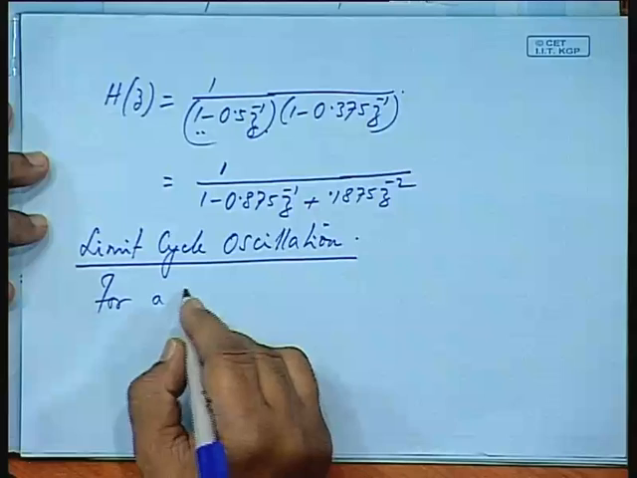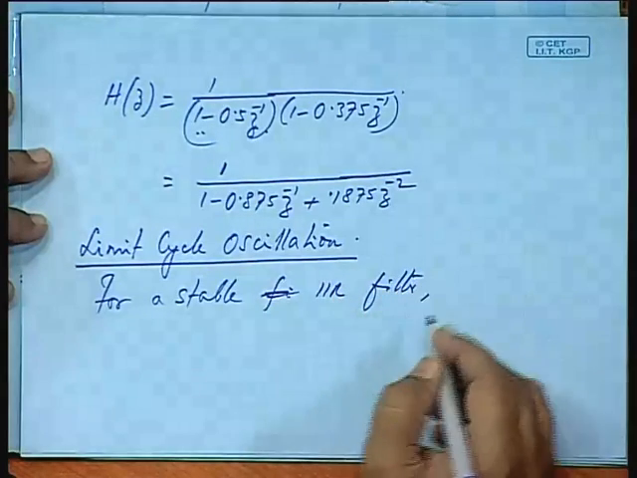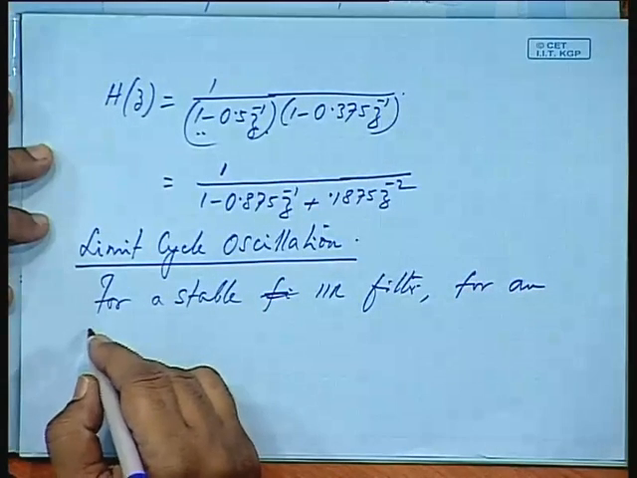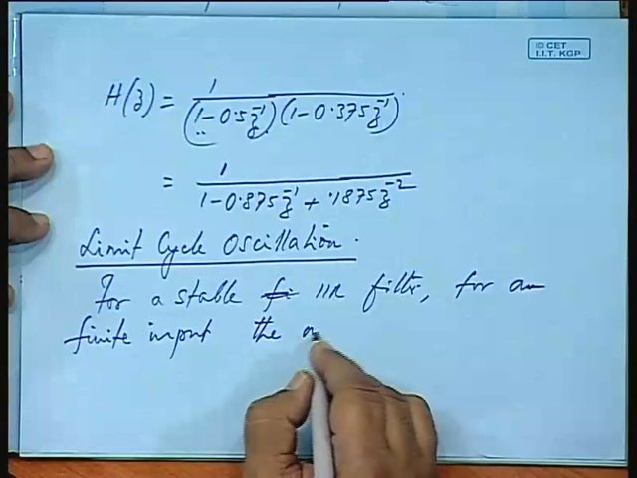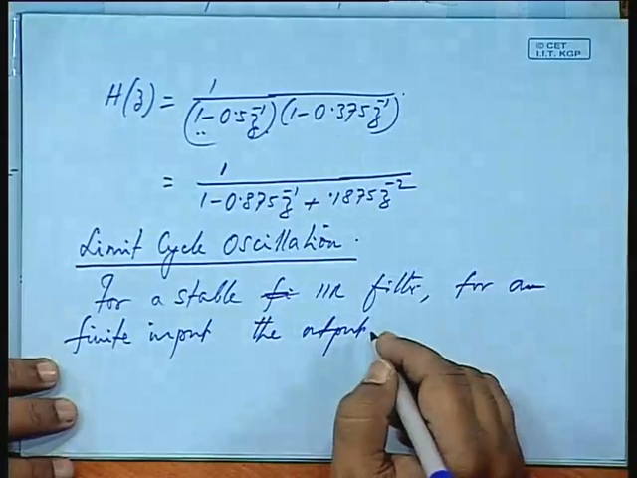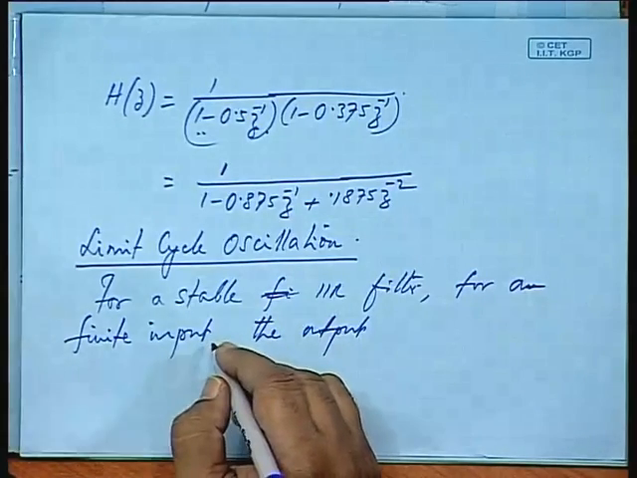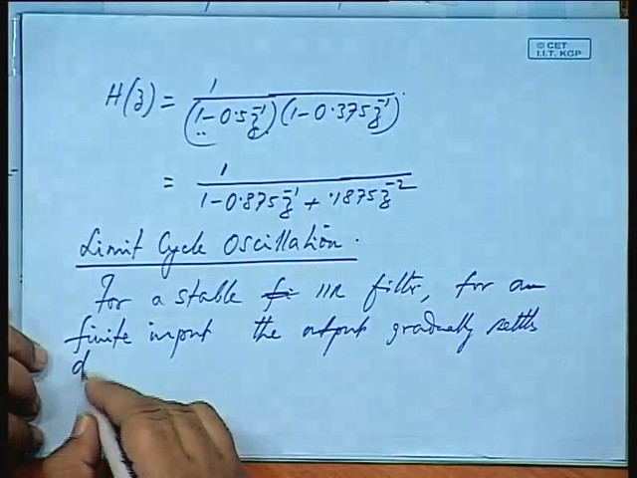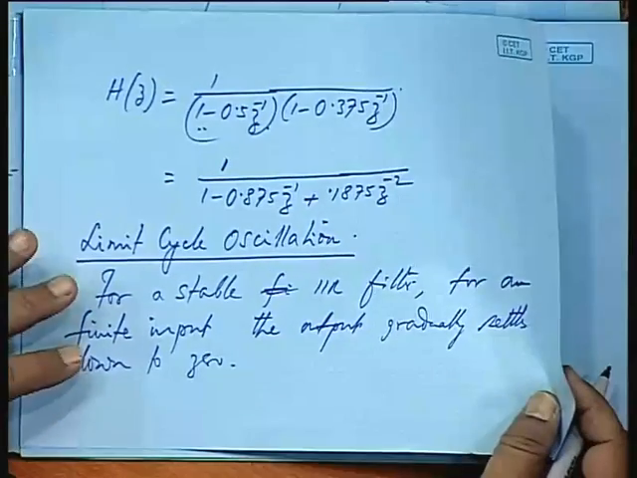So, for a stable filter, say IIR filter, for a finite input, say an impulse, or a finite input which is gradually decaying to 0, the output gradually settles down to 0. This is for an ideal filter.